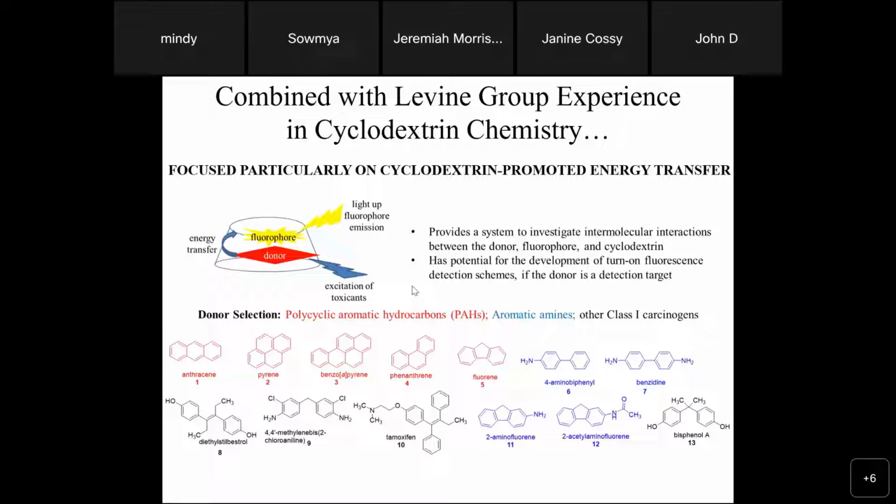So this combined, I think, pretty substantially with our work in the Levine group focusing heavily on the use of cyclodextrin chemistry.